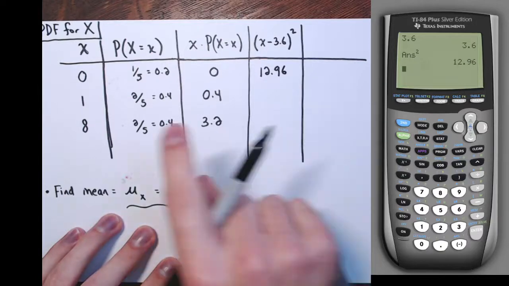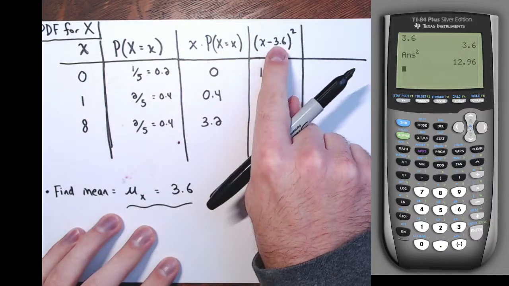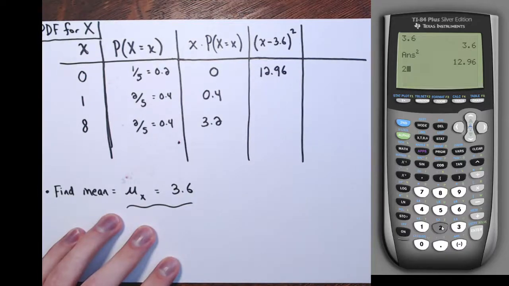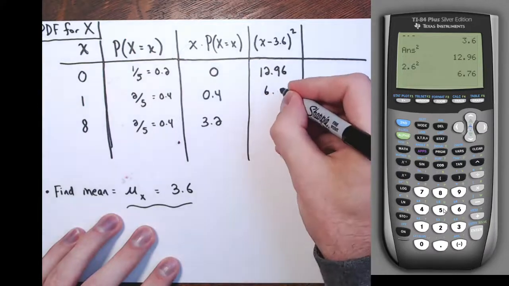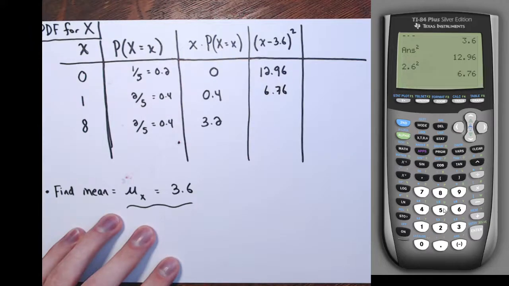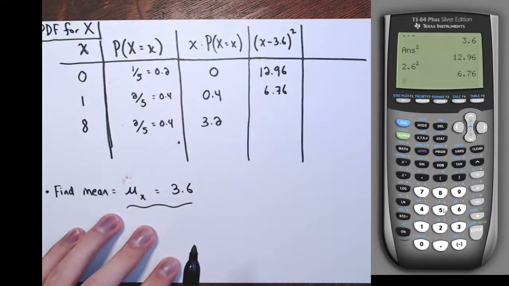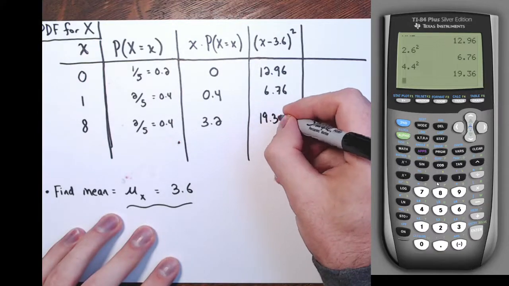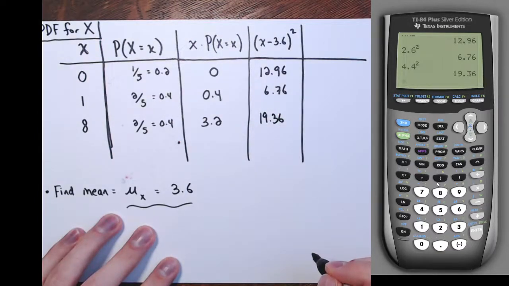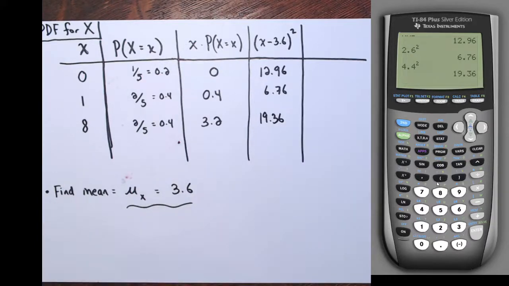Okay, and then the next one, x equals 1. The deviation from the mean is negative 2.6, and then squared. So just 2.6 squared, and that's 6.76. Right. Then the next one, when x equals 8, what's 8 minus 3.6? What's that deviation from the mean? That'd be 4.4. Right, 4.4, and then squared is 19.36.